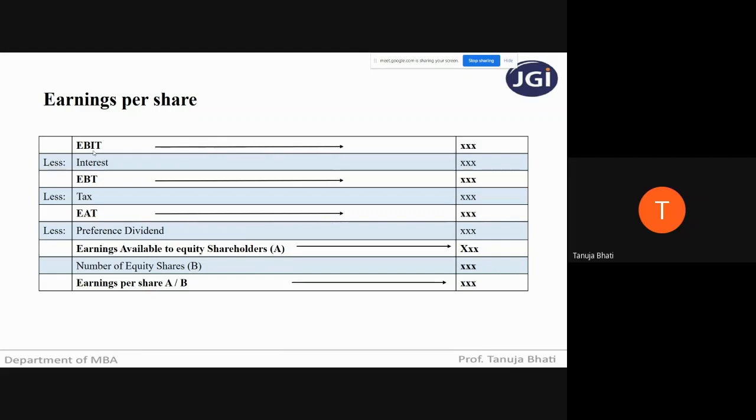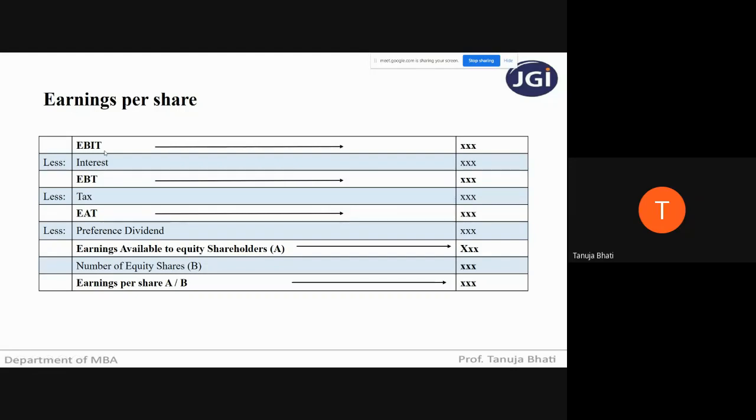Sales minus variable cost. What do you get? Contribution. From contribution, when you less fixed cost, what do you get? EBIT. So exactly my question here was, how do we get this EBIT? You'll have to start your answer with sales minus variable cost. We get contribution, minus fixed cost, we get EBIT. Is this clear, everyone?